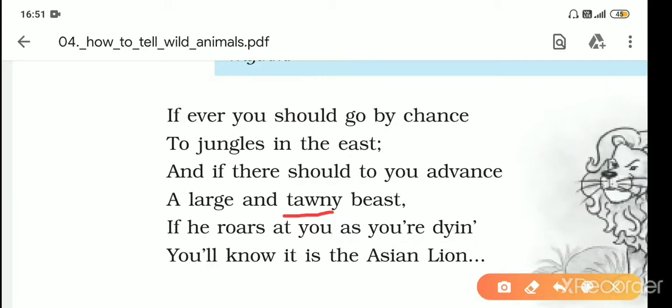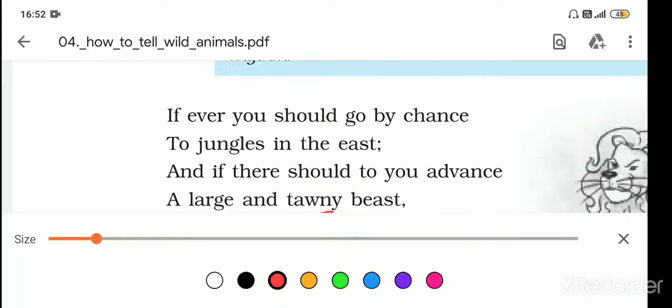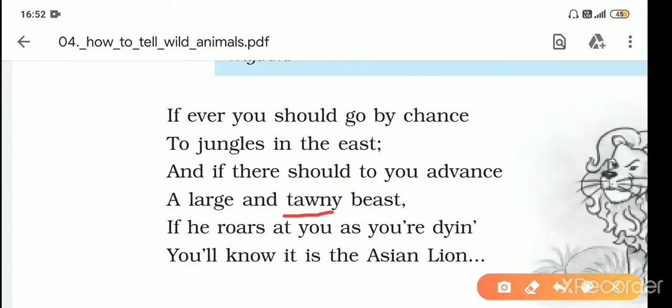The poet is telling the reader how they can recognize various animals in the jungles of the East. So, in the first stanza, she says that if the reader comes across an animal whose skin is yellowish brown in color, and if it roars at him so strongly that he can die out of fear, it means that he has encountered an Asian lion. She has humorously explained the Asian lion which could kill a person with its roar. So, this is the meaning of the lines.